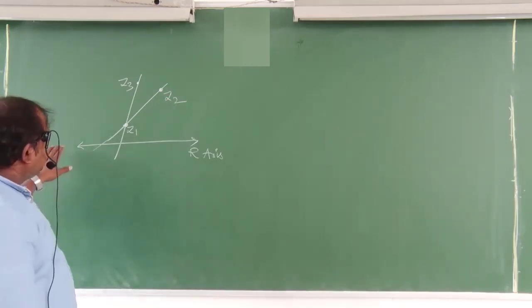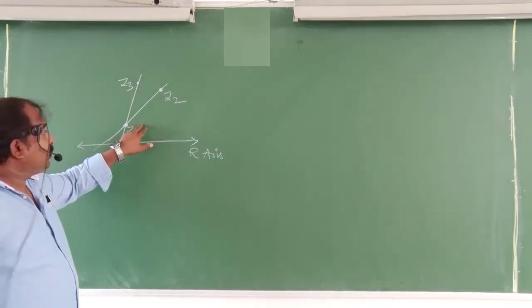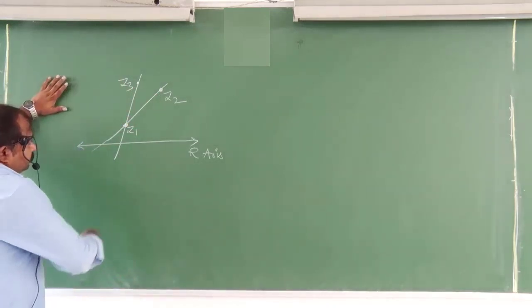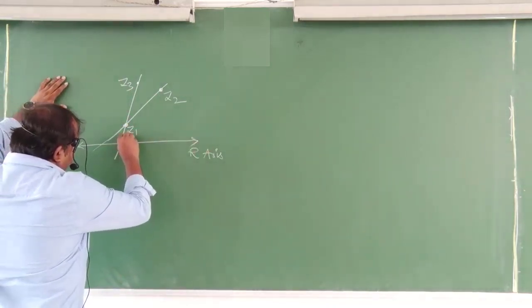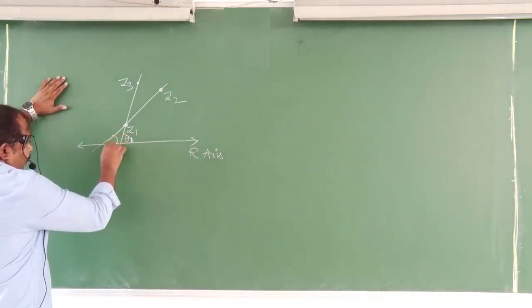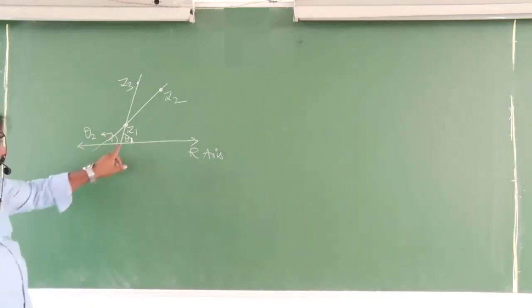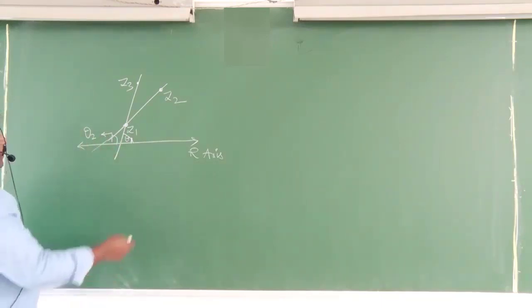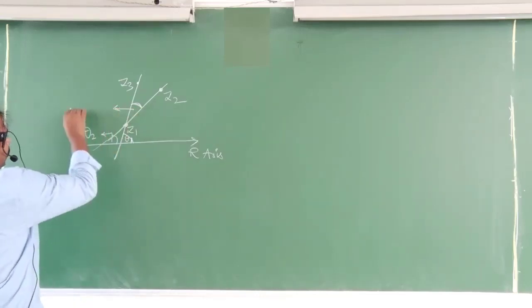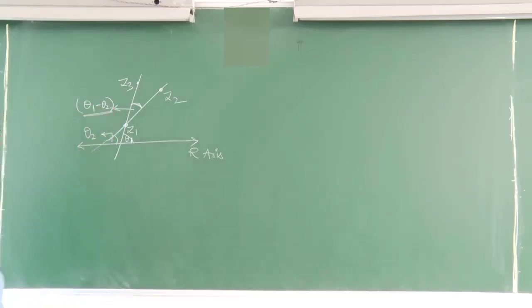Real axis. Z1 is one complex number, and Z2 is one more complex number. Z3 is one more complex number. Let this be theta 1. Let this be theta 2. If this is theta 1, this is theta 2, what will this angle be? This angle is nothing but theta 1 minus theta 2.